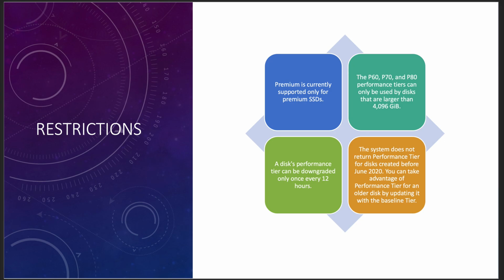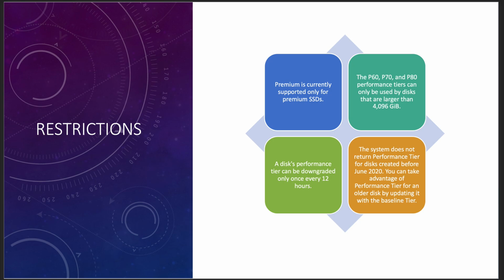Premium is currently only supported on SSDs, so you can't get premium on a hard drive. You have to get it on an SSD. The P60, P70, and P80 performance tiers can only be used on disks that are larger than 4 terabytes, or 4,096 gigabytes. So you're dealing with a lot of data. Odds are highly likely the average company or average person will not use a P60, P70, or P80 unless you're doing something neat, like protein folding or something else.